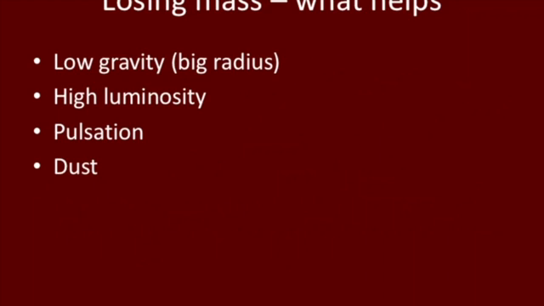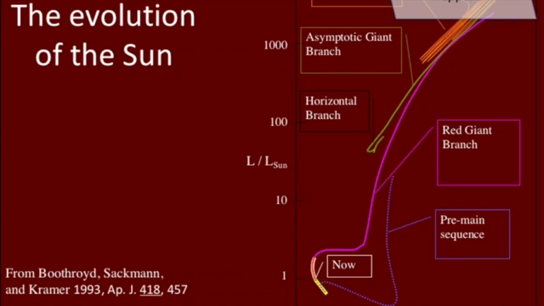What does help for mass loss, the things you want to make it easy to get mass off of stars: you want low gravity, you want a big star, you want high luminosity, lots of power to work with, you want pulsation because that elevates the atmosphere and pushes it out, and you want dust because that removes the material from the star. Finally, and of course, I just described our Miras. So how important are Miras in the mass loss process? Well, this is where mass loss happens. This is where the Miras are.